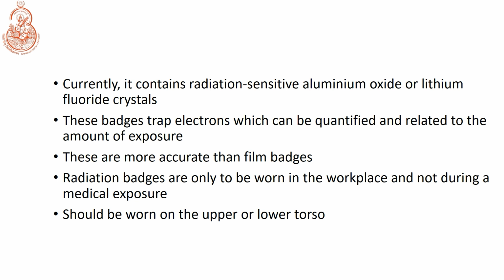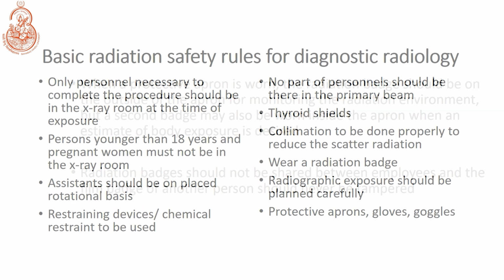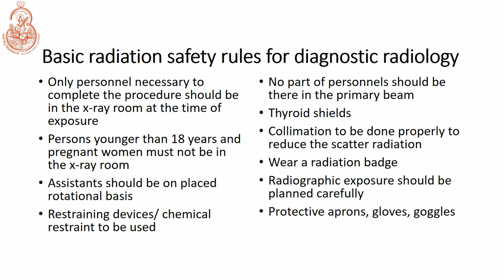And one badge shall be exclusively used by one radiation worker, and it should be worn on the upper or the lower torso. When a protective apron is worn, the radiation badge may be worn outside the apron for monitoring the radiation environment. And if you want to check the exposure to the body, a second badge may also be worn inside the apron. The radiation badges should not be shared between employees, and the film badges of another person should never be tampered with.